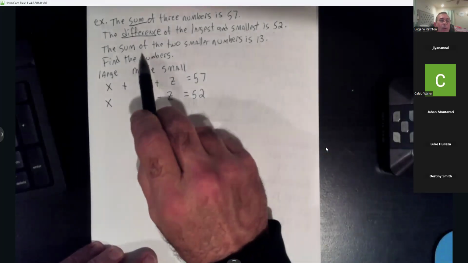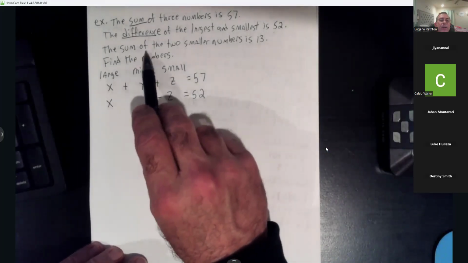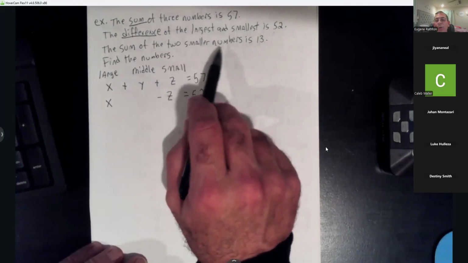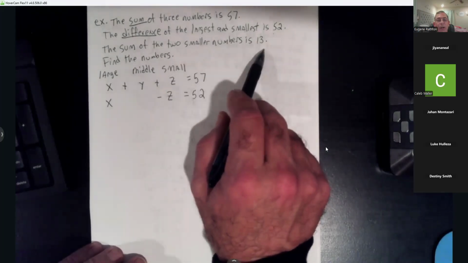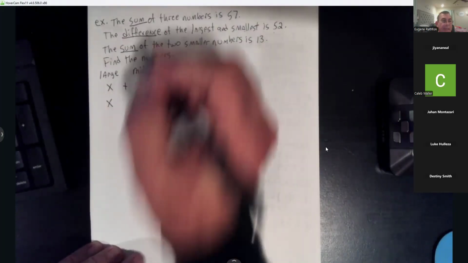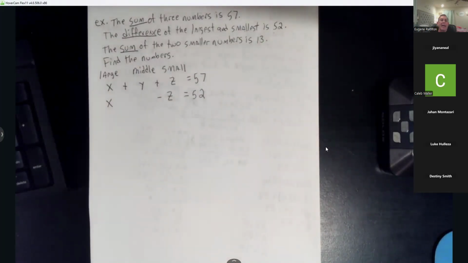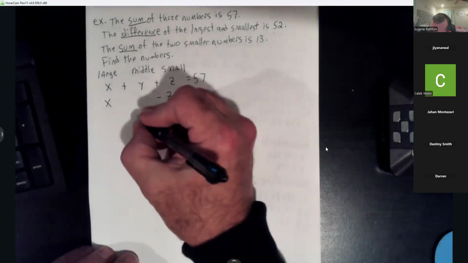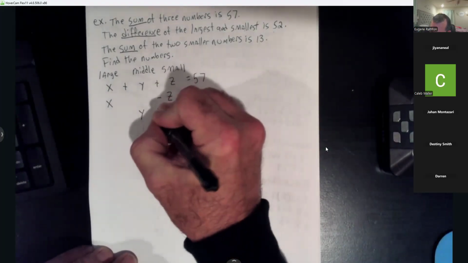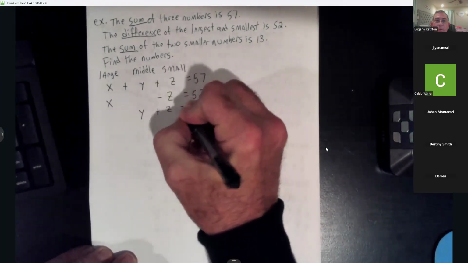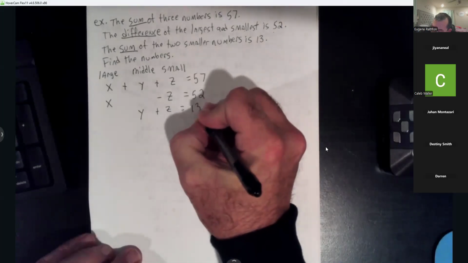All right, here comes the last equation for y'all. The sum of the two smaller numbers is 13. So once again, sum is getting back on that adding. So what would this equation look like? Perfect. Y plus Z, right? That's my two smaller numbers. Y plus my Z, that's going to equal 13.